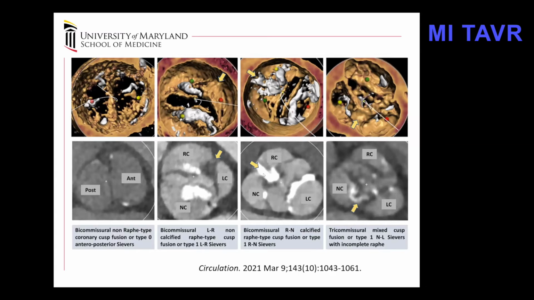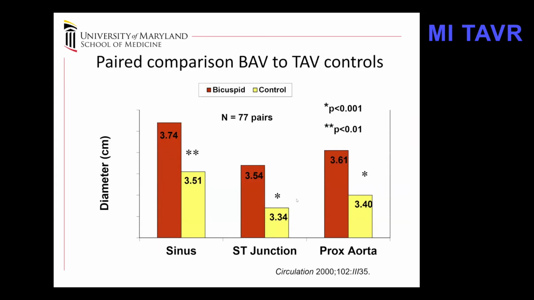I think we all recognize what we're talking about. Here's a recent paper just published this year suggesting an even newer nomenclature schema designed for TAVR, but nonetheless, I think probably just as well to keep using the Sievers classification.